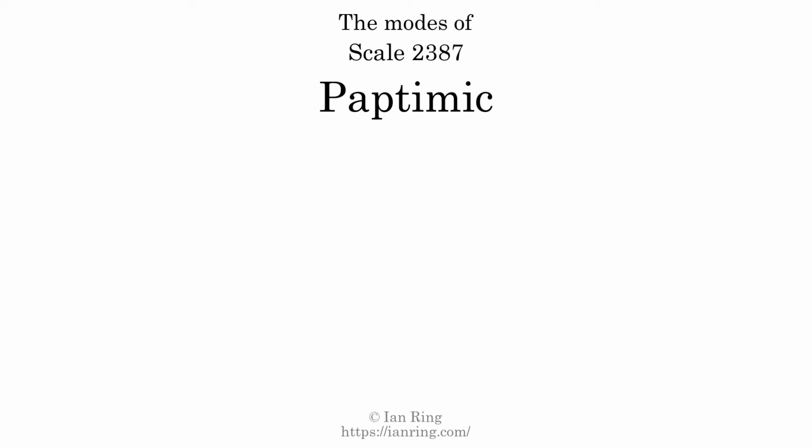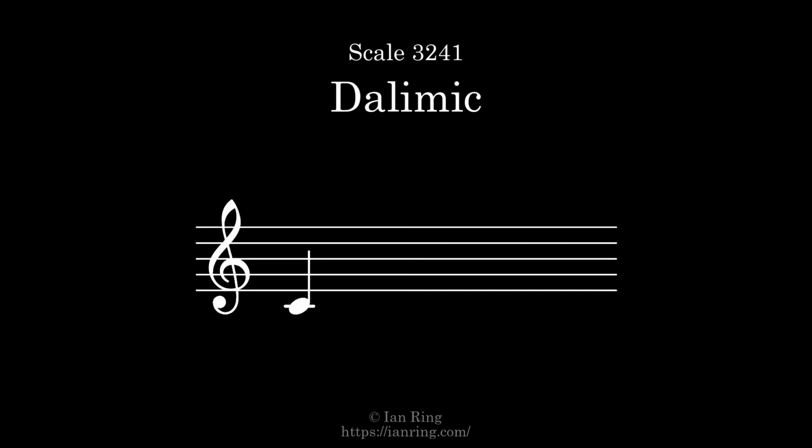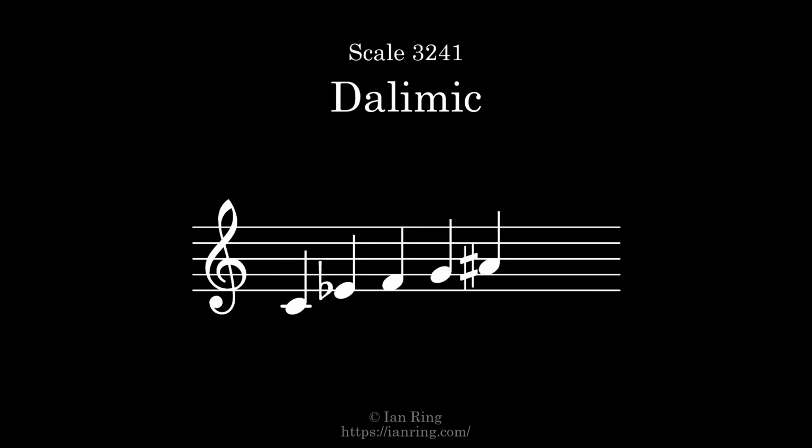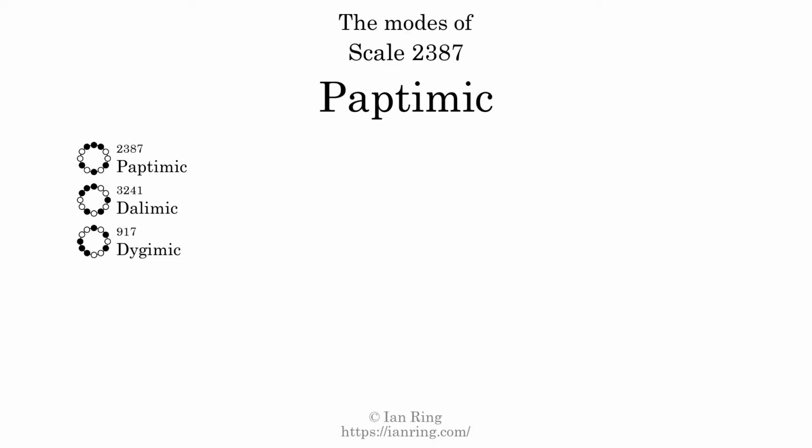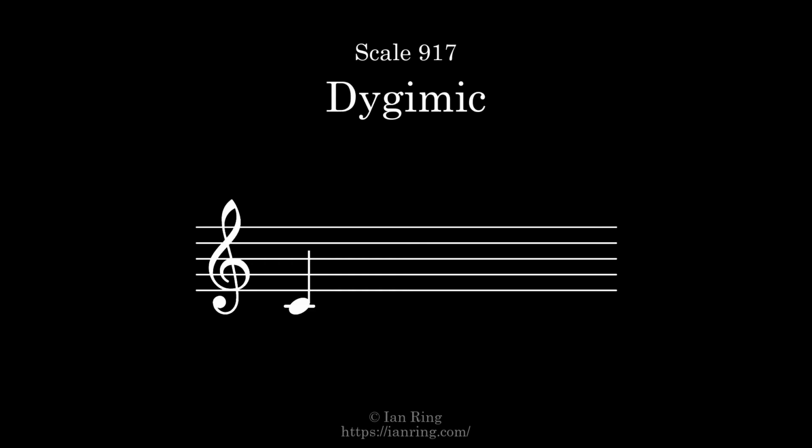This scale has 6 modes. The first mode is itself. The second mode is scale 3241, also known as Dylemic. It sounds like this. The third mode is scale 917, also known as Digimic. It sounds like this.